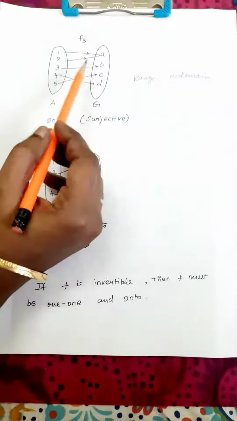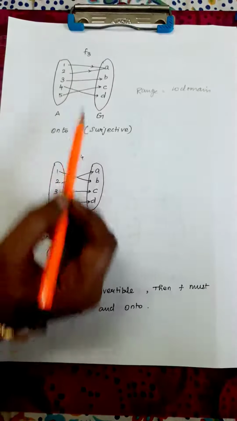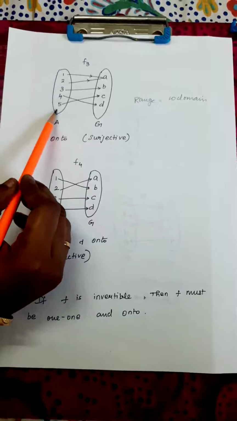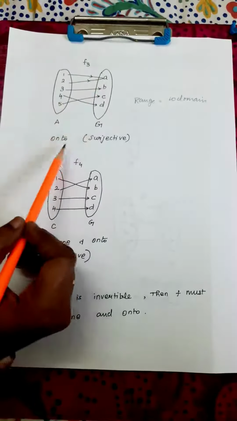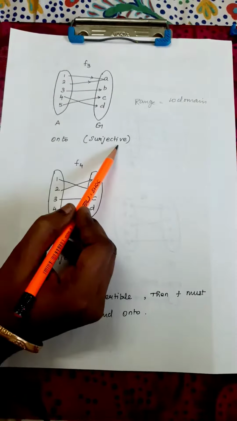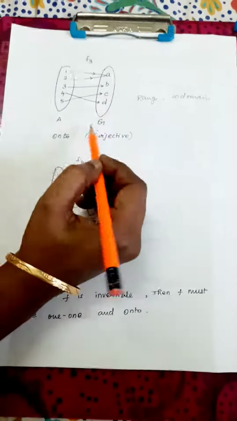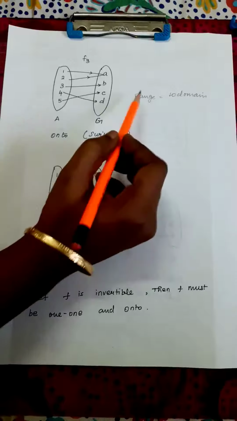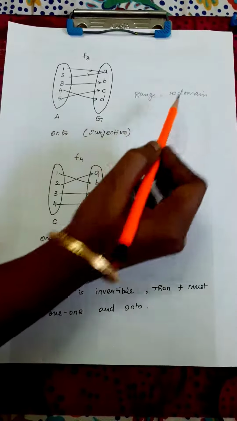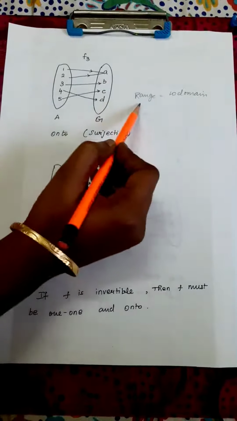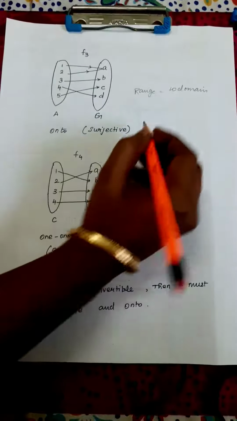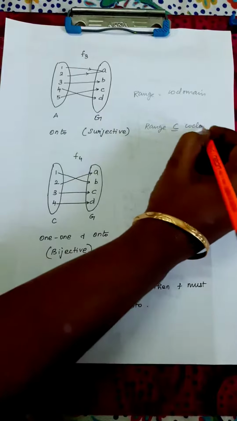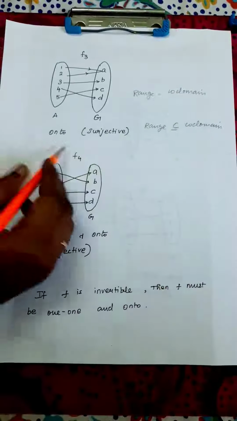Now see function 3. Now it is an onto function since each and every element in the codomain has a pre-image in the domain. This type of function is called onto, otherwise it is called surjective. Now what is the range of this function? A, B, C, D, because all the elements have pre-image. Here range is equal to codomain. So the condition for onto function is range is equal to codomain. In all the other functions, range is a subset of the codomain. So now onto is over.